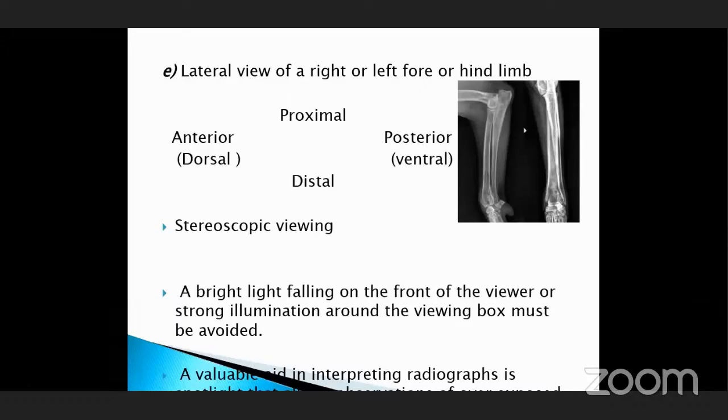Now stereoscopic viewing is basically the viewing of a two-dimensional radiograph in a three-dimensional view. That is, two orthogonal views at 90-degree angle to each other must be viewed so that you can make a three-dimensional picture. Now, a bright light falling on the front of the viewer or strong illumination around the viewing box must be avoided, and the spotlight is very important if you need to see a small area where the lesion is visible.